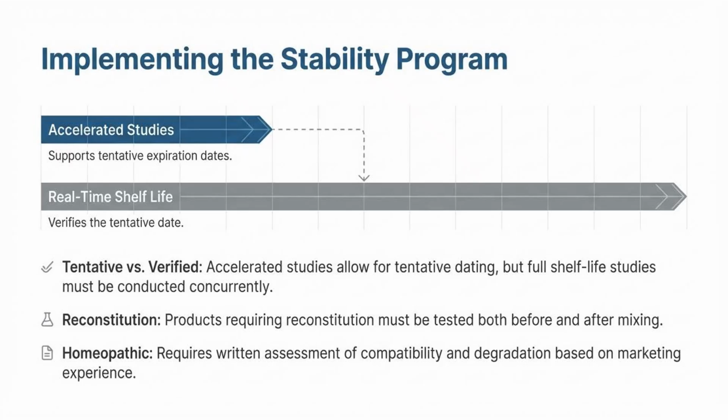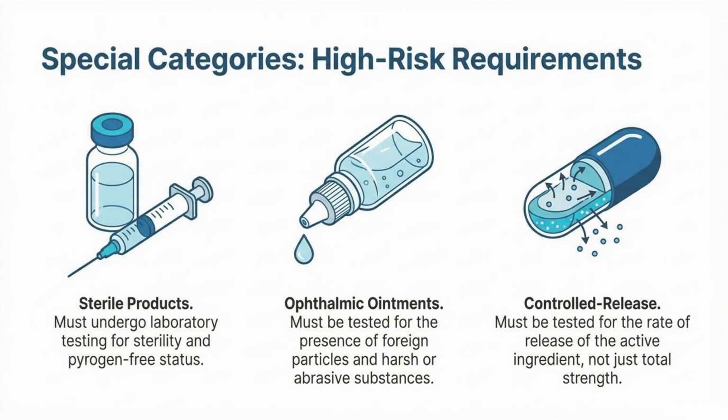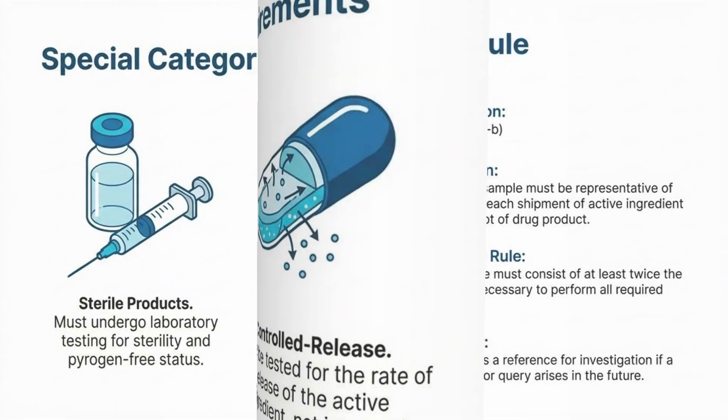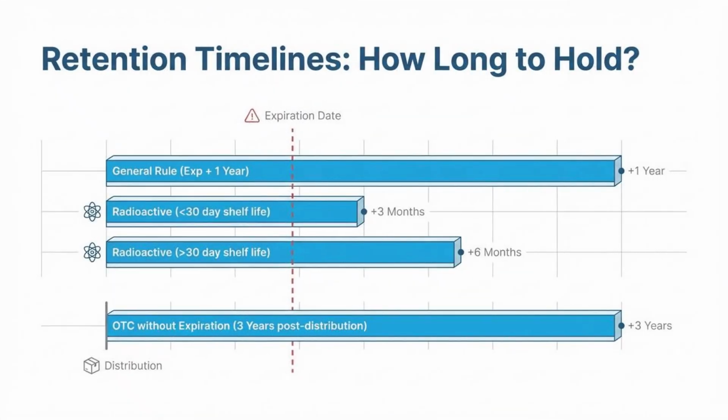Some products require heightened controls. Sterile products are tested for sterility, and ophthalmic products must be free of particles. Controlled release products must demonstrate proper active ingredient release characteristics. Reserve samples must represent each lot of drug product and active ingredient. The retained quantity must be sufficient to perform at least twice the required testing, serving as a critical reference for future investigations. Retention periods depend on product type and expiration dating.